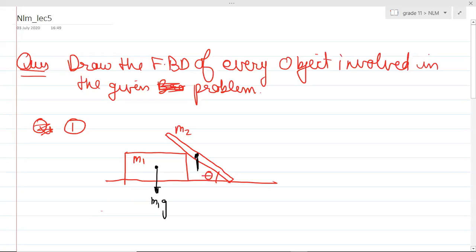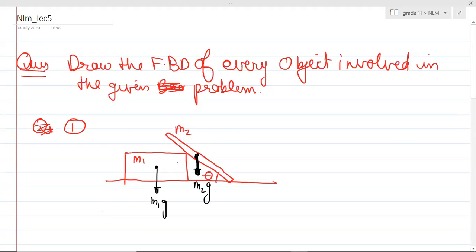Guys, can you see this habit of drawing the weight from the center of the object? This is in accordance with a concept called center of mass or center of gravity. This chapter will come later on in your 11th grade physics mechanics. So first, can you see weight is done, M1G, M2G done.